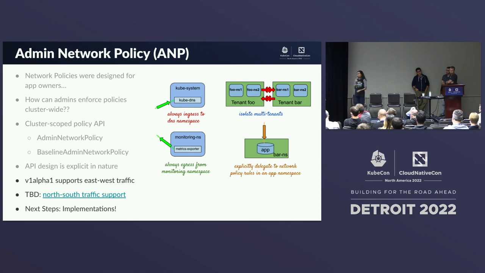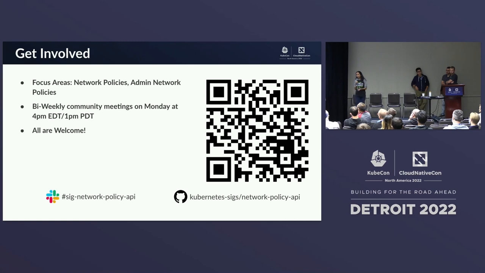So what are the next steps here? Implementations. So that's where we're at. We are trying to get some initial implementations out of this API. That's where we need your help. We have a SIG-Network Policy API Slack channel. We also have bi-weekly community meetings happening, so please join them. We need feedback from all of you. So if there's something new that you'd like to see in addition to what we already have, or there's some use case that we have not considered, please reach out to us, and we would love to include that in V1 Alpha 2 of the API.